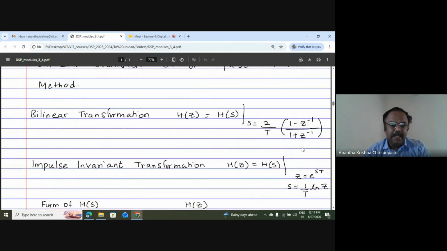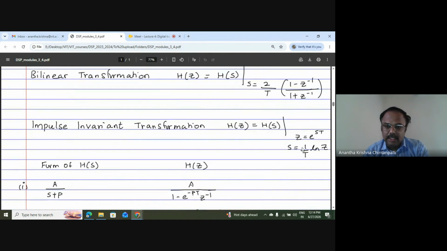Now, bilinear transformation says H(z) is equal to H(s), where you replace s by 2 by T times (1 minus z inverse) divided by (1 plus z inverse). That's a very simple way. Simple manipulation, substituting s by this specific expression, where T again is the sampling interval. For the impulse invariance method, in this case H(z) is equal to H(s), where s is going to be 1 over T ln z, or z is equal to e to the power of sT. Okay, so this is how you have to apply the bilinear transformation and impulse invariance approaches.